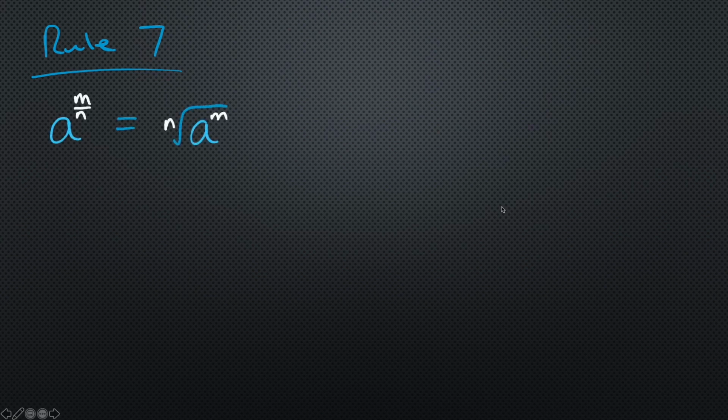So the rule is a to the power of m over n is equal to the nth root of a to the power of m. So basically what this means, just breaking down rule 6, it's kind of the same thing except we have introduced another factor. So here, we have a to the power of 3 over 2. This is very hard to work out. You need a calculator to put it in like this. However, by converting it into this other form, it's actually quite easy.